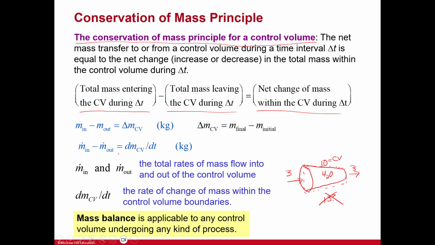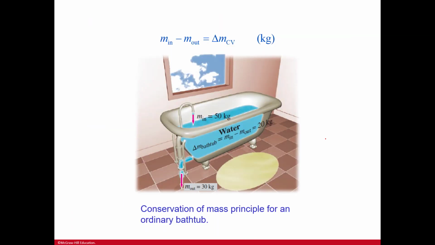And so therefore, the total mass entering the control volume at a rate of time less the mass leaving the control volume rate of time is the net change, okay? So here, mass in less mass out is the change in mass. And overall, we have the conservation of mass principle, right? Mass balance is applicable to any control volume undergoing any kind of process. Here, conservation of mass principle for an ordinary bathtub, so you can see it.